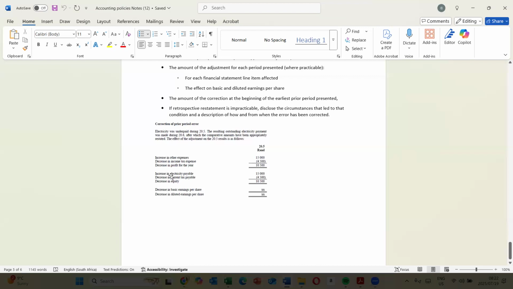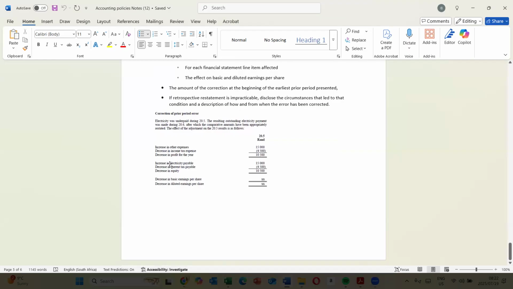Let's look at this simple example, in regards to the note for prior period errors. Electricity was underpaid during 2005. So that's the nature. The resulting outstanding electricity payment was made during 2006, after which the comparative amounts have been appropriately restated. The effect of the adjustment on the 2005 result is as follows. Here you have an increase in other expenses, a decrease in income tax, then a decrease in profit. And then you have an increase in electricity payable. This is now in the statement of financial position. And then you have a decrease in current tax payable. Then you have a decrease in equity.